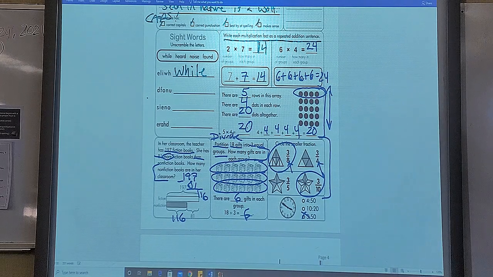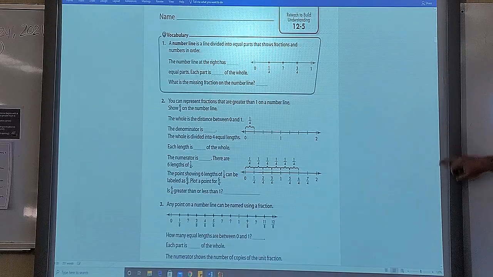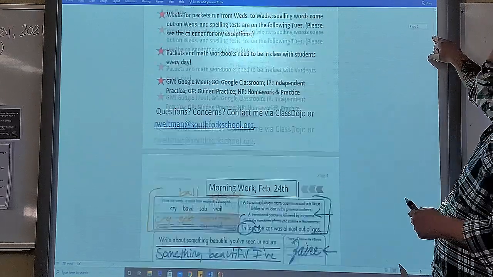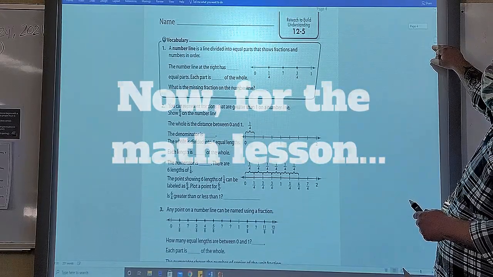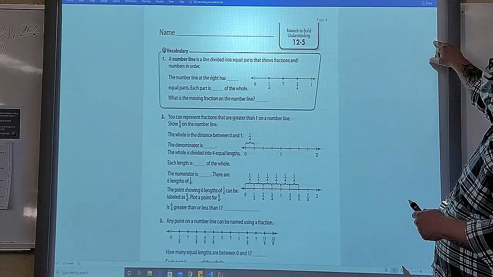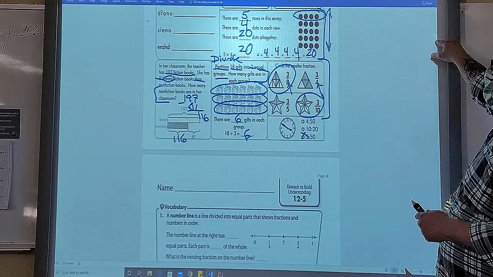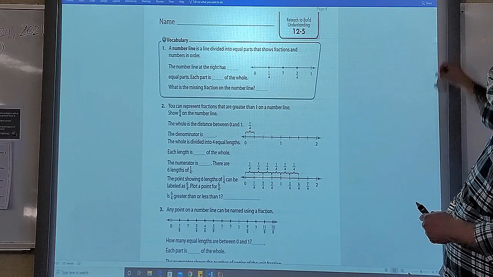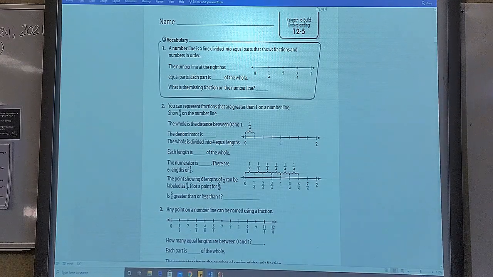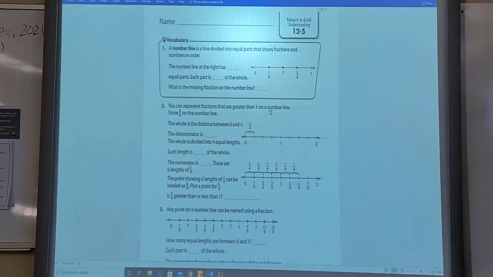Good. Okay, so here's what we're going to do now. Go ahead and flip on to the next page. We're going to move on to math. It's in your packet today. It is not in your math workbooks. It's in your packets. Let's focus.